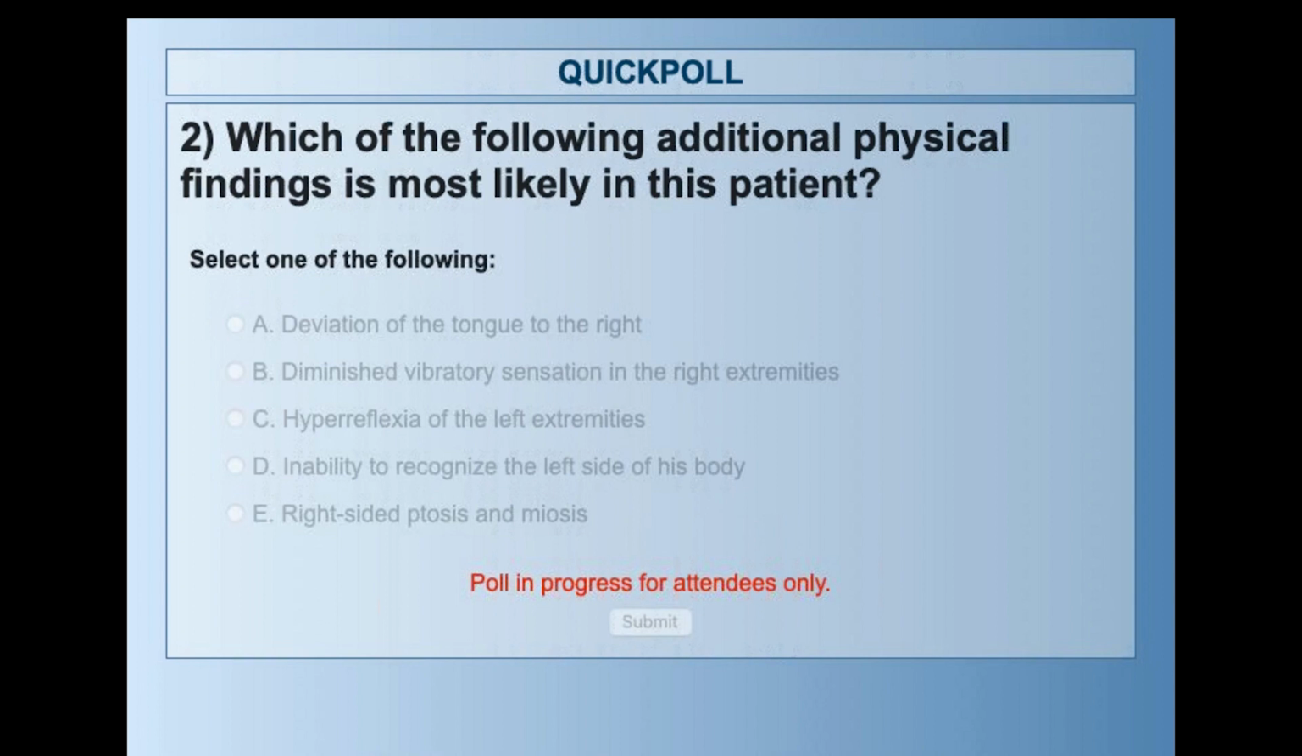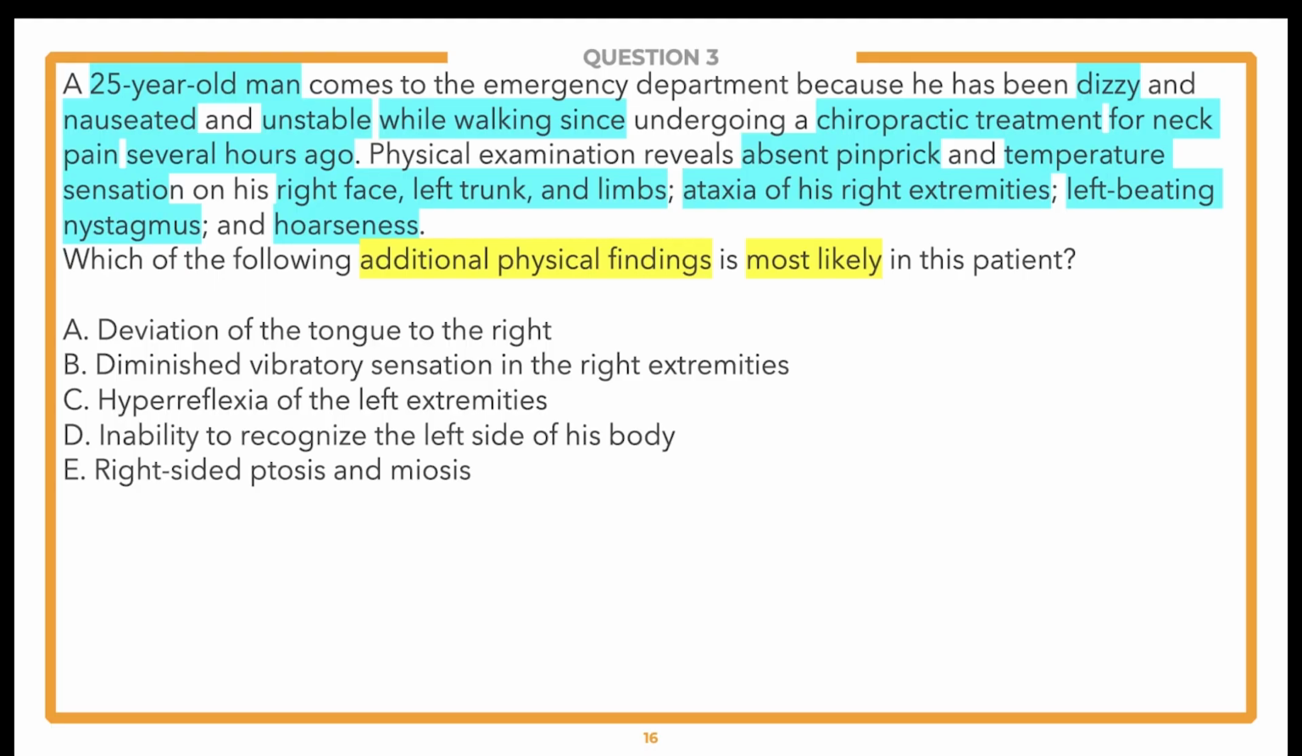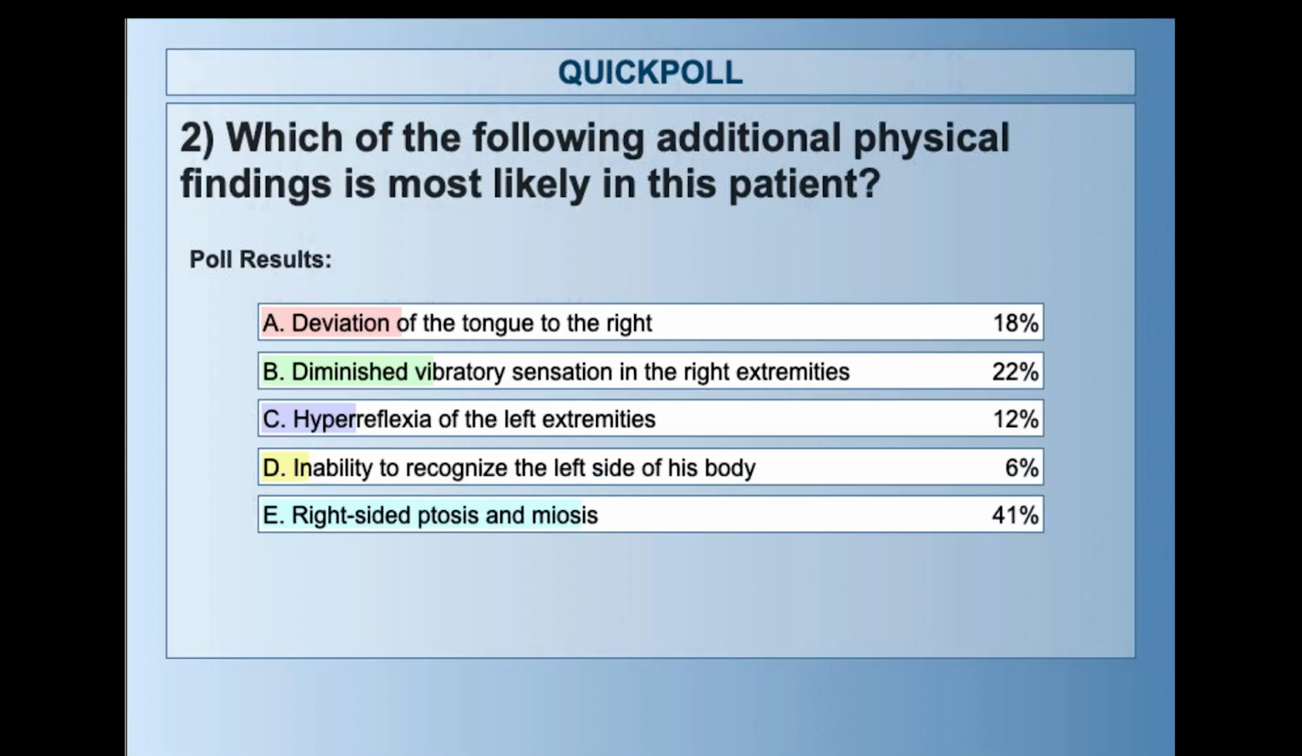Okay, about 70% of you voted. Let's go ahead and see what the results look like. Okay, so for this question, about 41% of you voted for answer choice E, right-sided ptosis and miosis, and about 1 out of 5 of you went with diminished vibratory sensation in the right extremities. Deviation of the tongue to the right also got a number of votes, so kind of spread here, but let's see how we actually did.